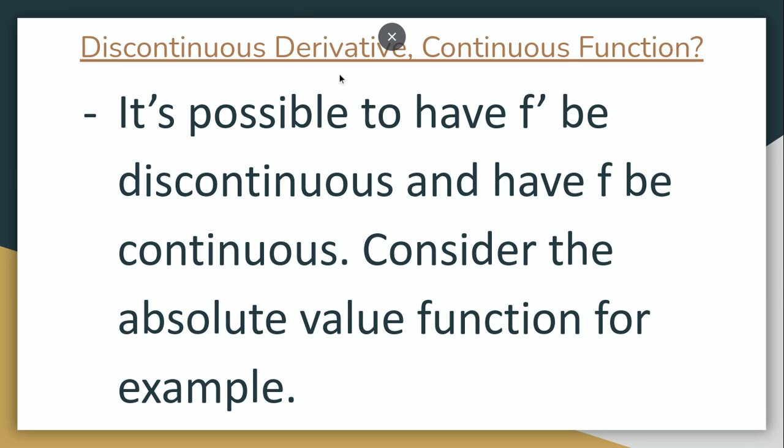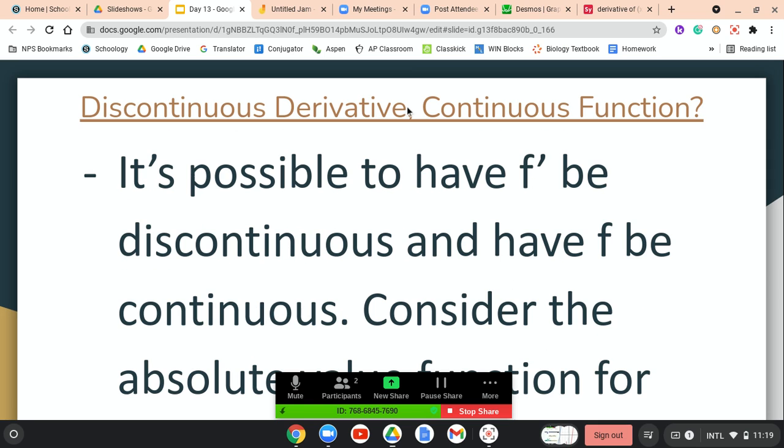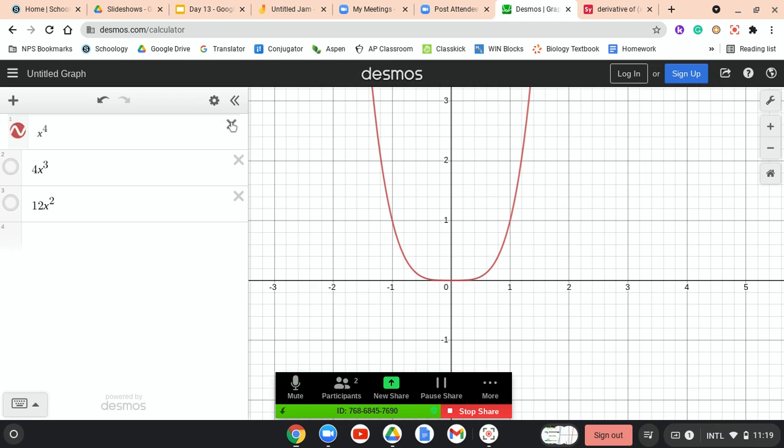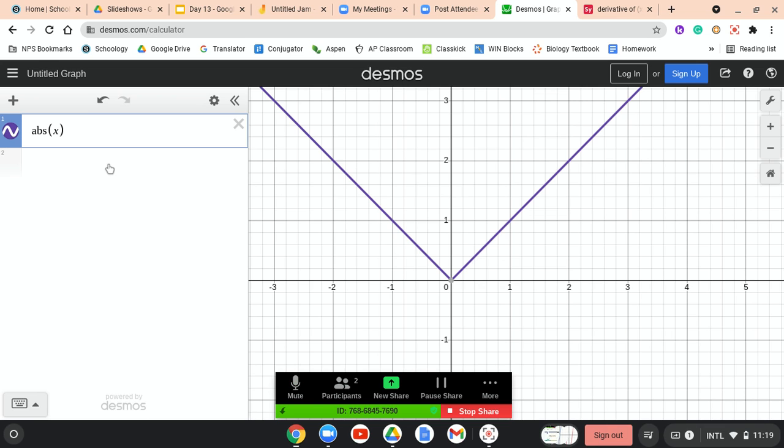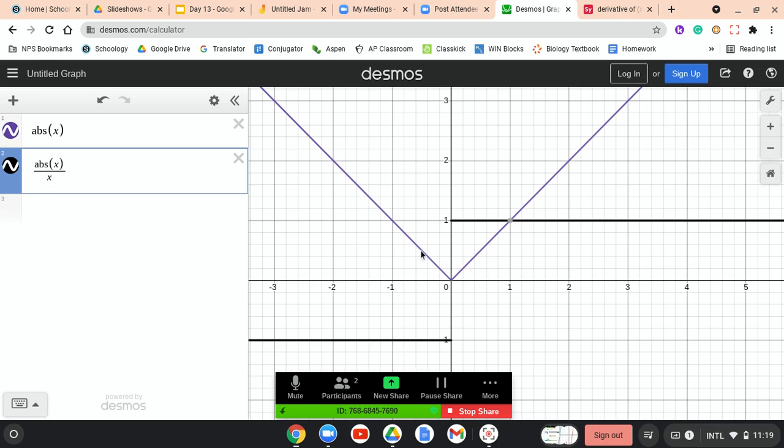Discontinuous derivative, continuous function. This is very straightforward. The textbook goes through depth to explain it. But let me graph the absolute value of x. And its derivative is this. And you can see why this is a derivative. On the left side, its slope is -1. On the right side, its slope is +1, right?